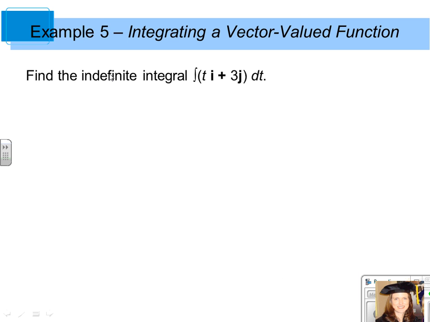For this example, we're going to find the indefinite integral where we're integrating t i plus 3 j dt. Whenever you have an indefinite integral or a definite integral, the integral should always start with the integral symbol and always end with a differential. In this case, the differential is dt. That means you're going to be integrating with respect to t.